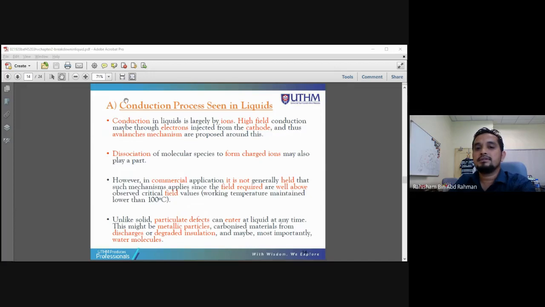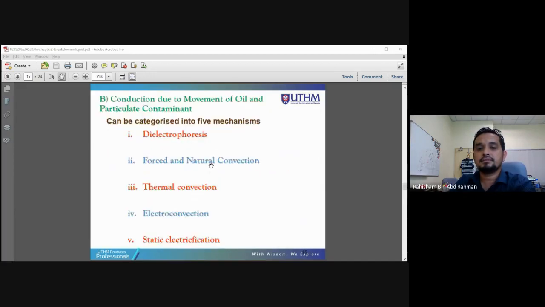You can see the conduction process. You can read the text: conduction due to the movement of oil. For conduction, we have five types of category for the contaminant. First, we have dielectric pyrolysis, forced and natural convection, thermal convection, electroconvection, and static electrification. We have these five that trigger the movement of particulate contaminant within the transformer oil. That is how they move.